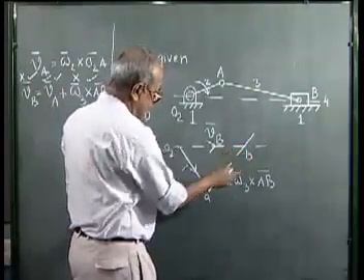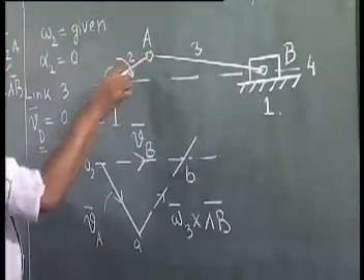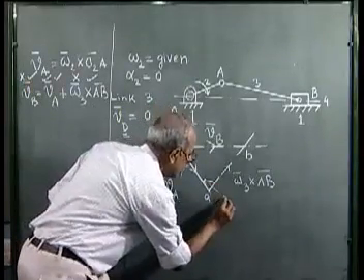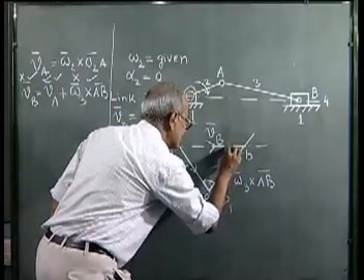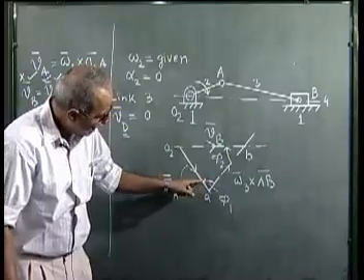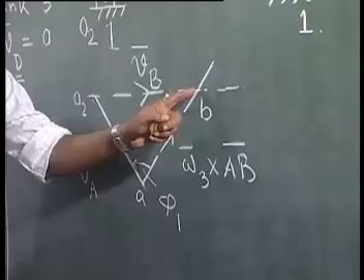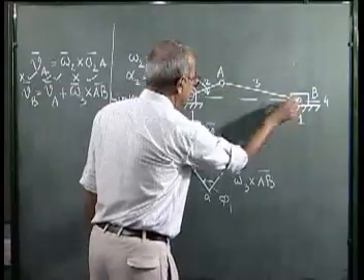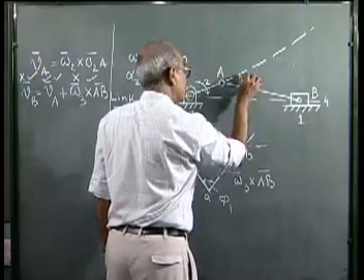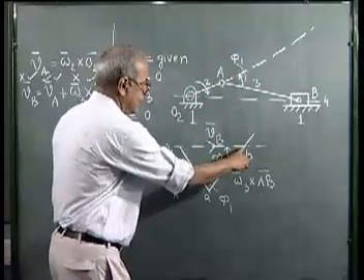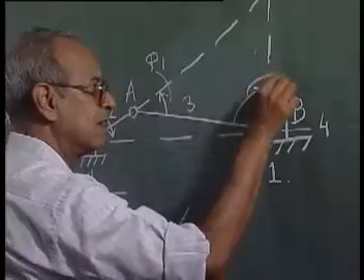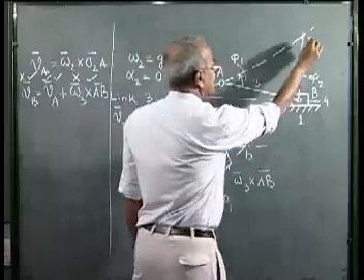As we see, this line is perpendicular to capital AB. This line is perpendicular to capital O2A. So, let me call this angle phi 1 and this angle phi 2. Note the direction: phi 1 is counterclockwise at a and phi 2 is counterclockwise at b. So, here in the space diagram at capital A, I draw a line at an angle phi 1 counterclockwise, and at B, I draw a line clockwise at an angle phi 2. And these two lines intersect at the point D.